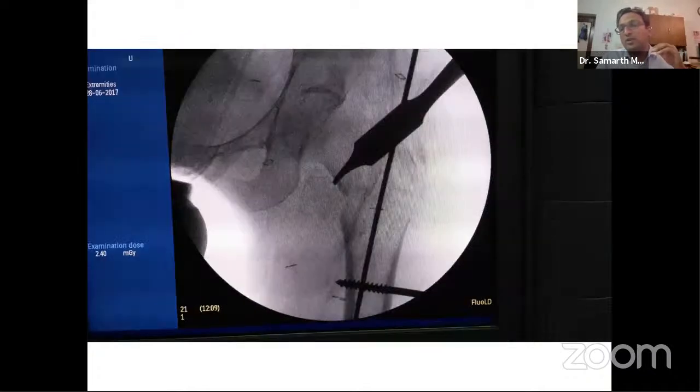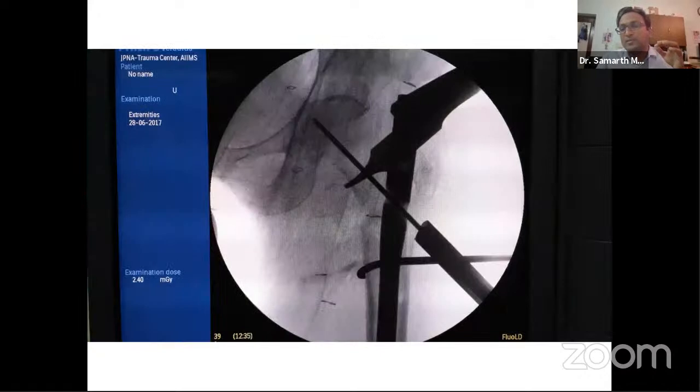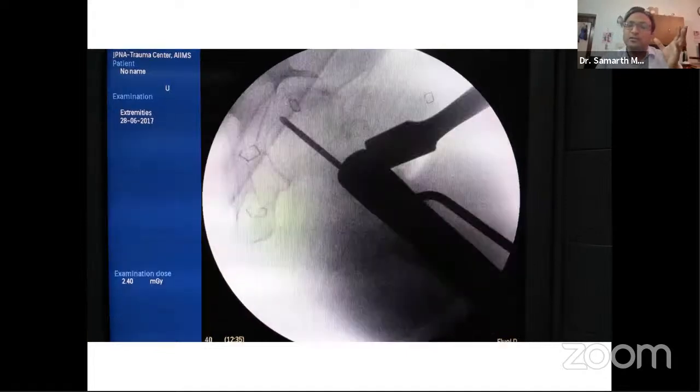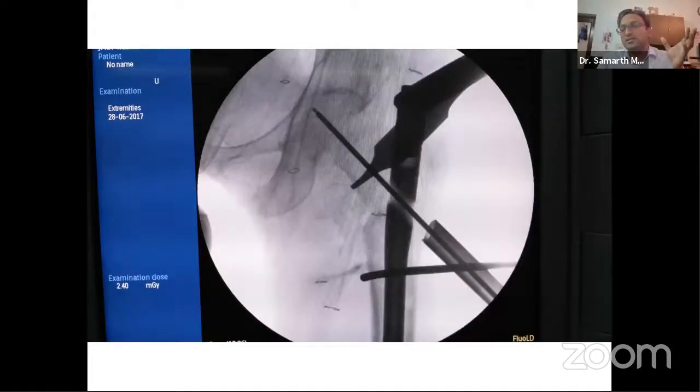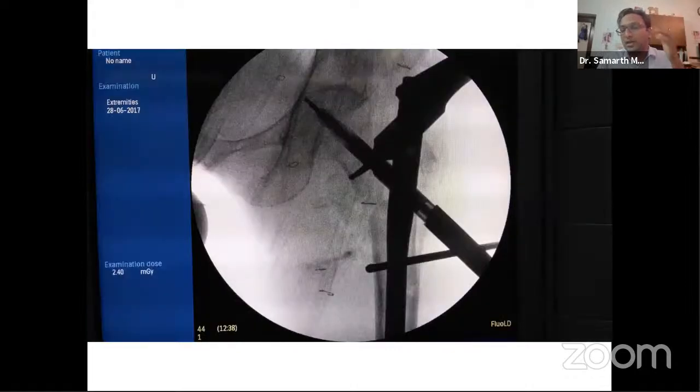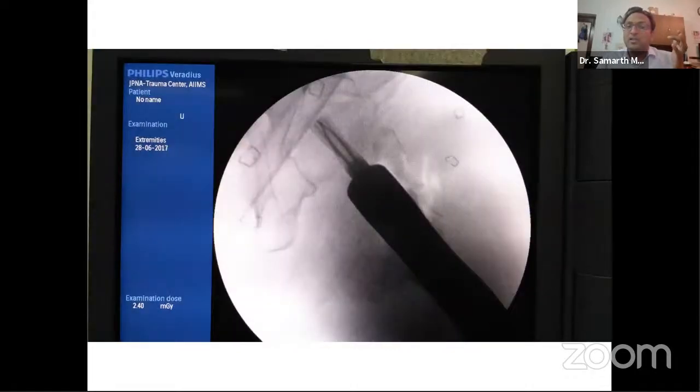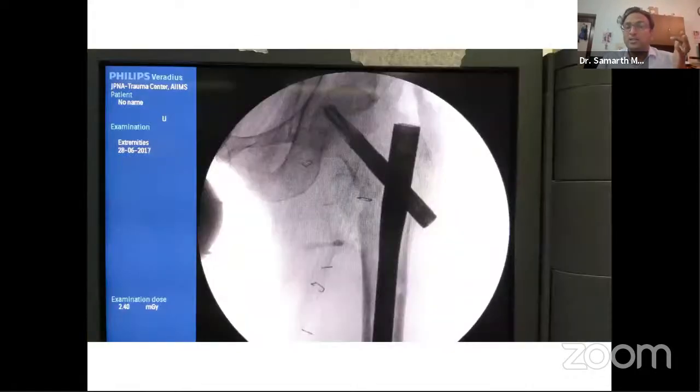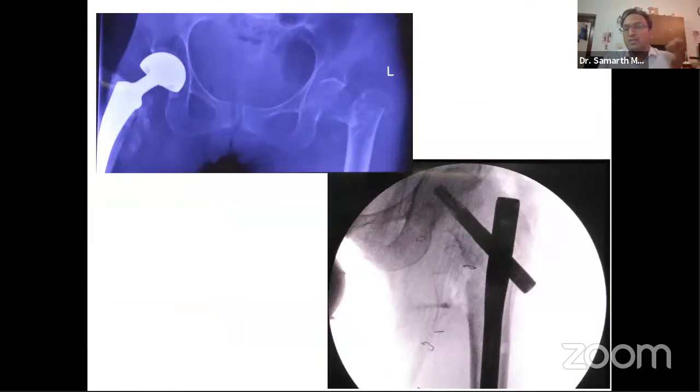And then on the AP view, I made the guide wire, put the guide wire in with reduction, put the nail in. Once I put the nail in, the guide wire went into the neck and the head in no varus and no valgus. And that is the lateral view. And then this is how I put in a blade. And this is how the final x-rays of the patient look. So we started from there and we ended up there.